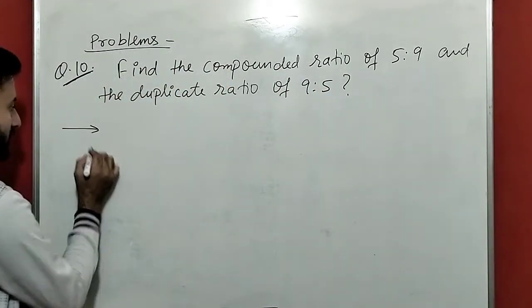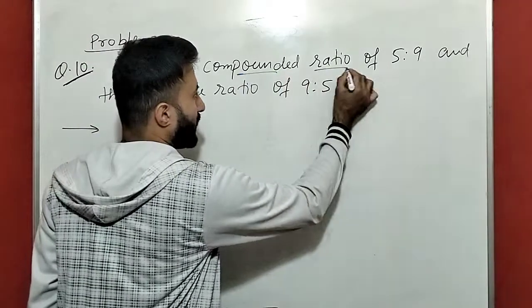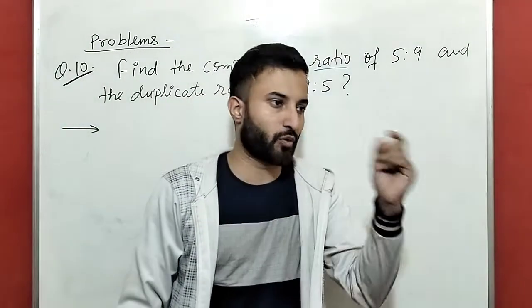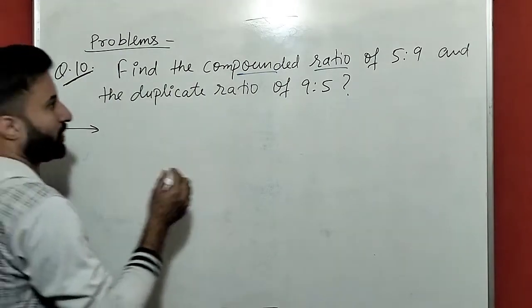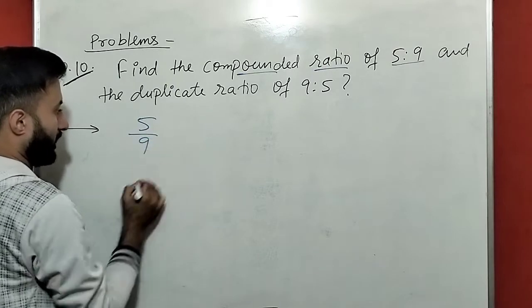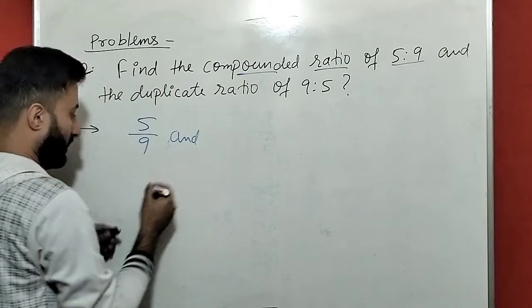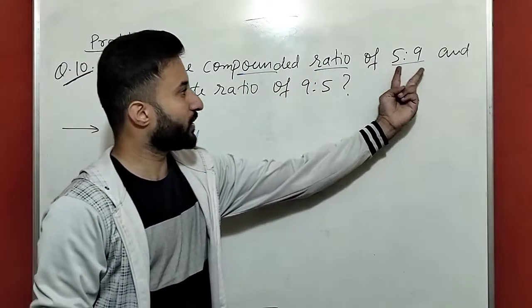Okay, very simple and very easy process. What we have to do is find the compound ratio. We know the formula of compound ratio is product of antecedent by product of consequent. So you have to find the compound ratio of 5:9. One ratio they have given is 5/9, and another ratio is, see, you have to find the compound ratio.